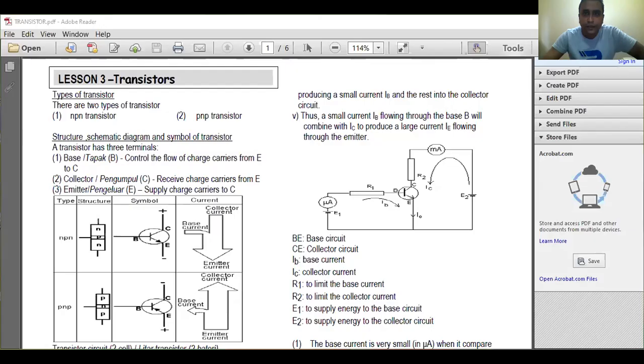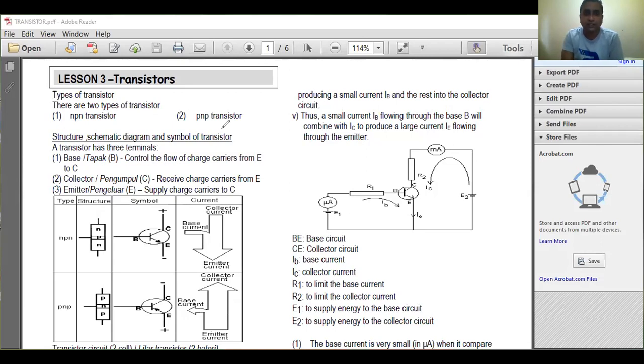Okay, so today we look at transistor. This one is also a bit of a difficult topic. Basically, transistor has two types. One we call the NPN transistor. The other one is PNP. Now, transistor is like your diode. It is made from P-type and N-type semiconductor.